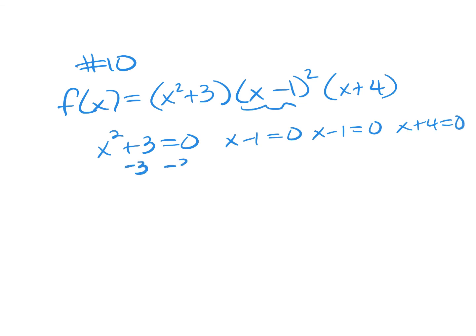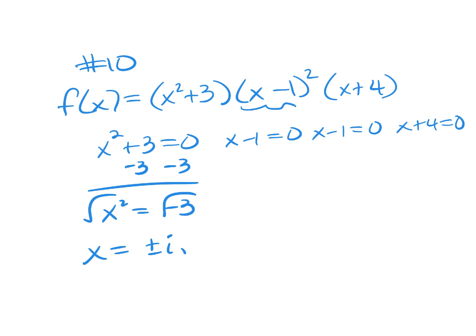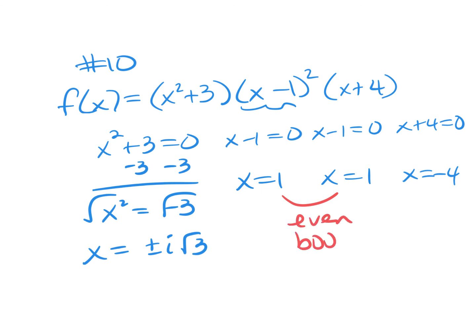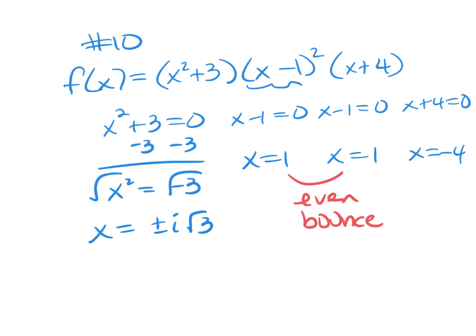So here, once I subtract and take the square root, I get x equals plus and minus i radical 3. Now on the test, you're going to list this as a 0. It's not an x-intercept. And then here, this one will give you x equals 1, x equals 1, x equals negative 4. Notice this one has an even multiplicity, so it's going to be a bounce. These are all odd multiplicities, so they're going to cross.